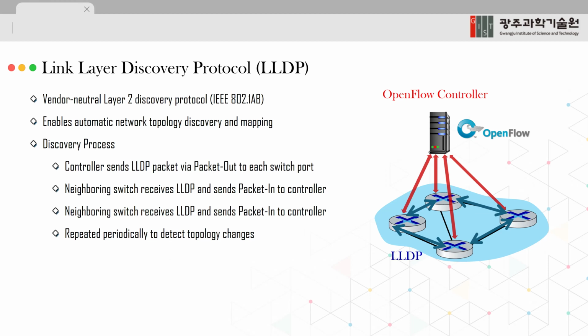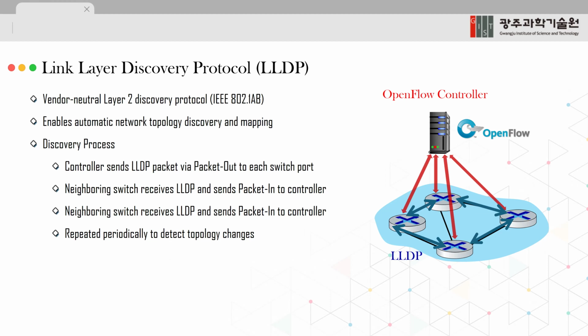In the second step, neighboring switches receive these LDP packets on their ports. When switch 2's port 1 receives an LDP packet that originated from switch 1's port 3, switch 2 recognizes this as an LDP frame and sends it to the controller using an OpenFlow packet in. The packet encapsulates the LDP frame so the controller can examine its contents.